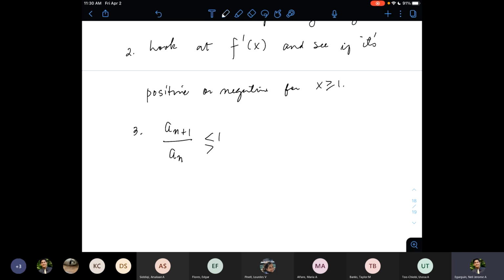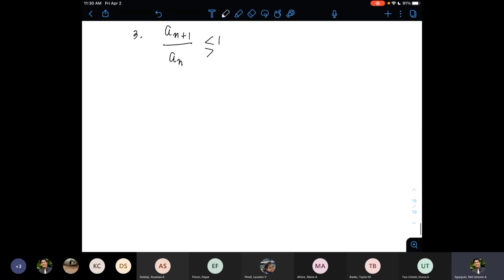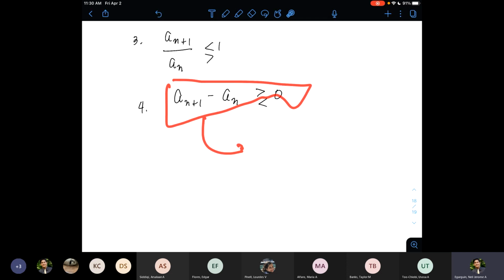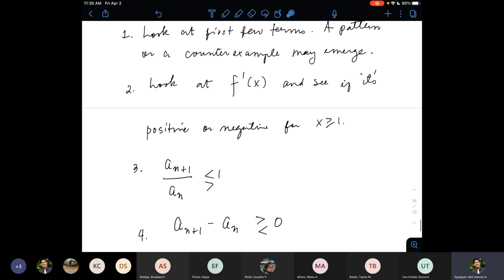The same thing if you can show that the ratio is greater than 1. So all you need to do is take the ratio of two consecutive terms and compare it with 1. Then you can do the appropriate analysis after that to see if a sub n plus 1 is less than a sub n, or is a sub n plus 1 greater than a sub n for any n. And the other thing that you can try is look at a sub n plus 1 minus a sub n and compare it with 0. If the first case is true, that implies a sub n plus 1 is greater than a sub n, so you can conclude that it is increasing. If the second case is true, then you can conclude that it is decreasing. Okay, so these are 4 things that you can do to determine whether a sequence is increasing or not.